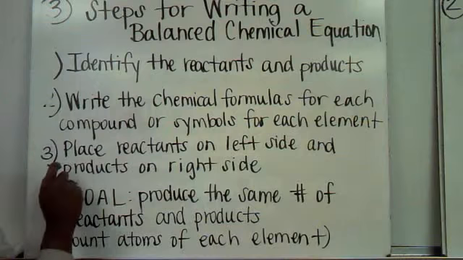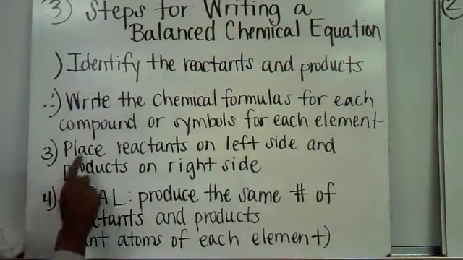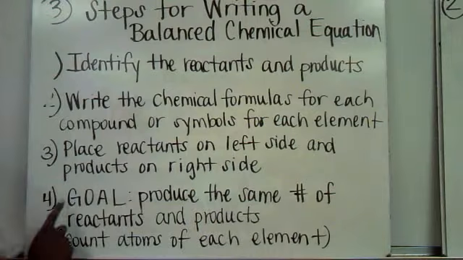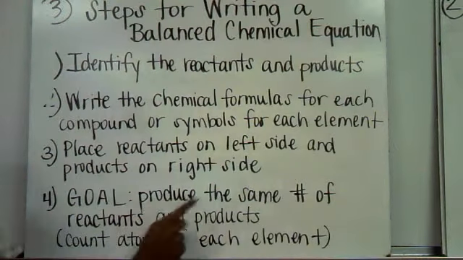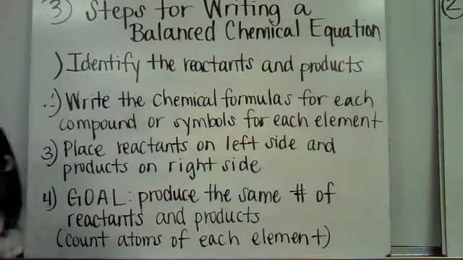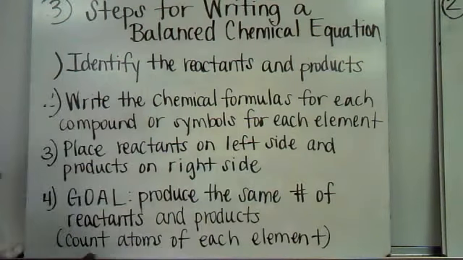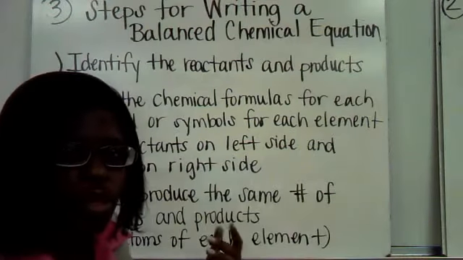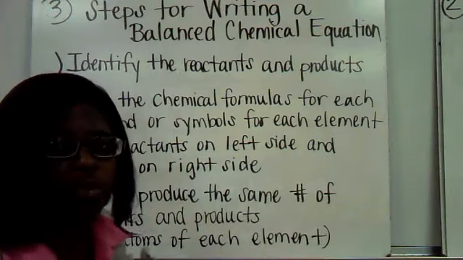Step 3, you're going to place the reactants on the left side and products on the right side. Step 4, remember this is your ultimate goal, to produce the same number of atoms of reactants and products on both sides. So how are you going to do that? You're going to count the atoms of each element on both sides. What you have on the left side should add up to be the same amount of what you have on the right side.